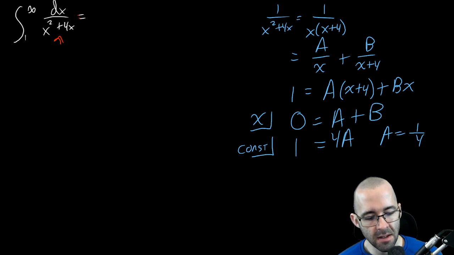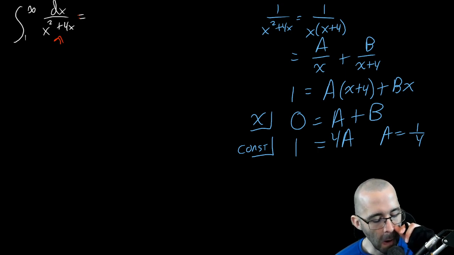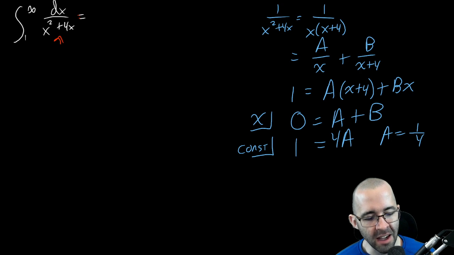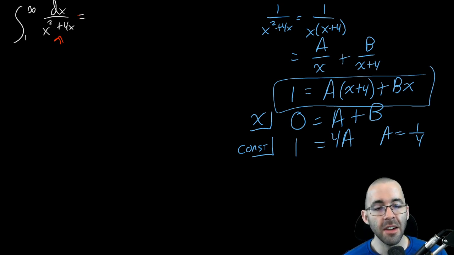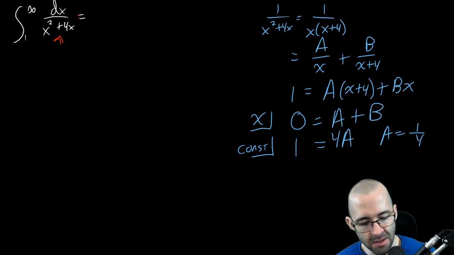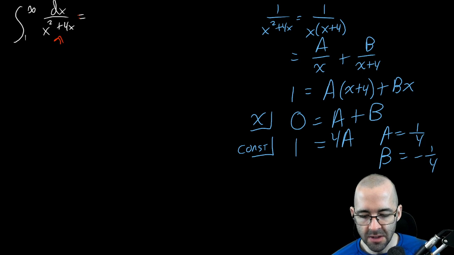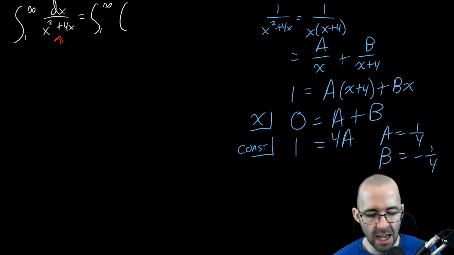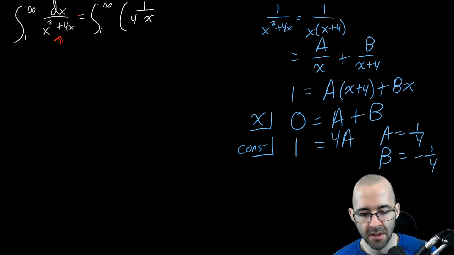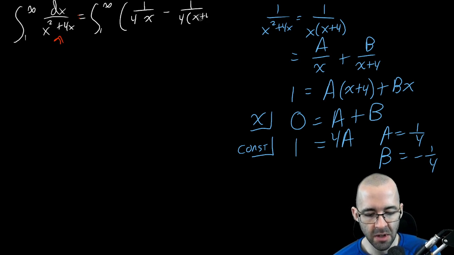And indeed, if you plugged in x equals 0 here, you'd get that 4a is equal to 1. You'd also get the same result. So since a is a quarter, b has to be -1/4 because they have to add up to 0. So this integral is the integral from 1 to infinity of just a, which is 1 over 4 times x, plus b, which is -1 over 4 times x plus 4.